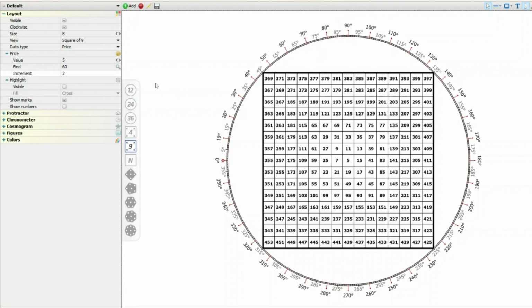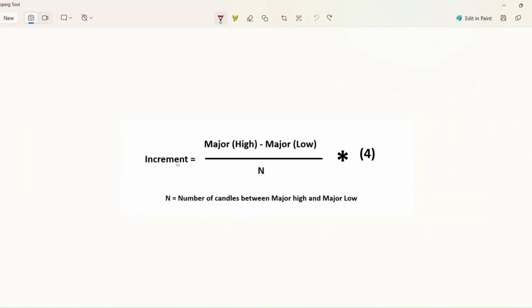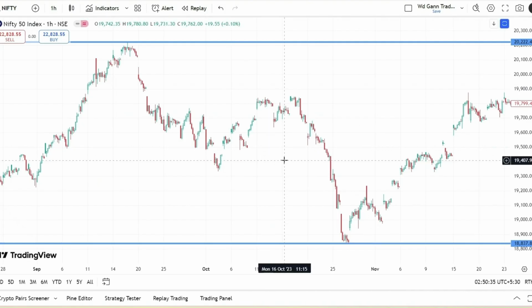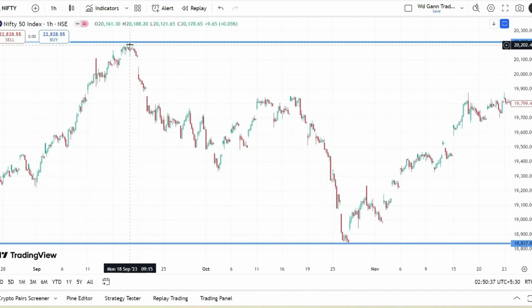So to find the increment value, we will use one formula. And the formula is increment equals measure high minus measure low divided by n into 4, where n equals the number of candles between measure high and measure low. So what is measure high and measure low? For example, open the TradingView app. Here you can see that this point is measure high and this point is measure low. So you can take any measure high and measure low.